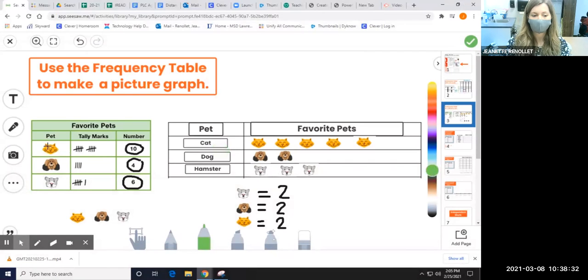My frequency table tells me that cats had 10 votes, so let's check the cats by skip counting. 2, 4, 6, 8, 10. Perfect. Dogs on my frequency table have 4 votes. Let's skip count by twos to check. 2, 4. Perfect. My frequency table shows 6 votes for hamster. Let's check over to the right. 2, 4, 6. Awesome work.